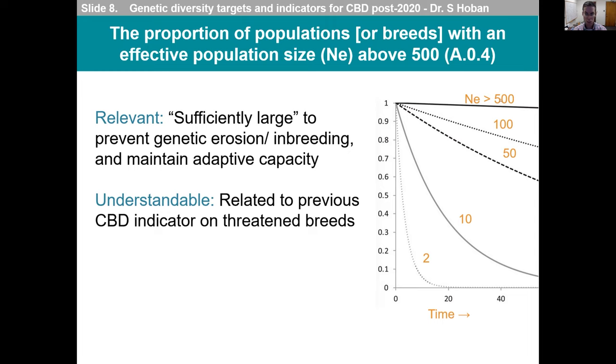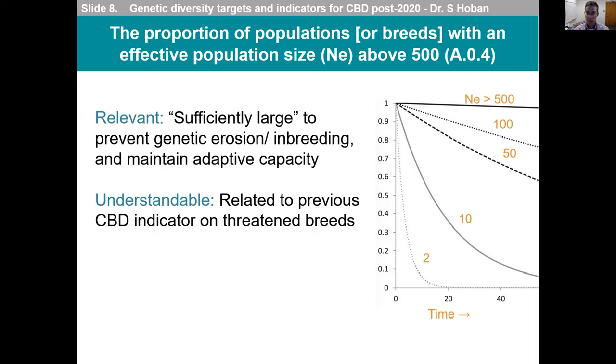Once the population is below NE500, genetic diversity loss starts to accelerate and become very dramatic over time. So maintaining NE500 prevents genetic erosion and inbreeding and helps populations maintain adaptive capacity. This should be understandable by many CBD stakeholders because the concept of effective population size was previously used for threatened breeds. Indeed, for over 30 years, agricultural breeds have been designated as threatened based on thresholds of NE.